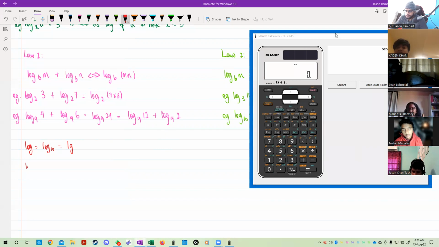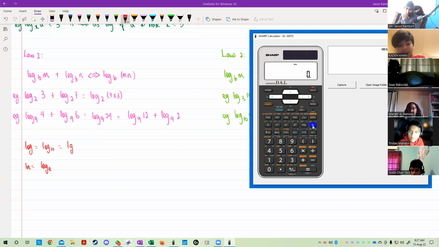Ln is log to base e. Now, what is e? e is a number, and pi is a number. Pi is 3.14 going down the road. e is also a number. It represents an irrational constant, meaning it has an infinite number of decimal places. It just keeps going on and on. So these are the two log functions I have on my calculator.